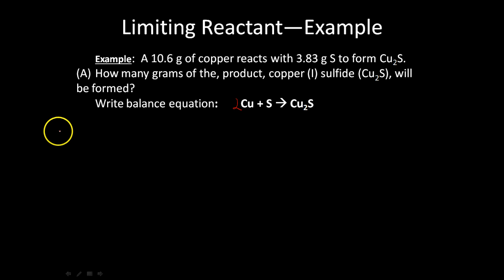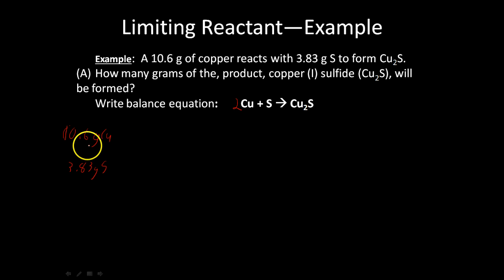Now let's go through the steps to figure out which one is the limiting reagent. So starting with 10.6 grams of copper and 3.83 grams of sulfur. There's one other thing that you might want to do at this point, and that is to actually calculate the molar mass of copper 1 sulfide. But for this particular problem, I'm not going to quite yet. Let's just start with what we got.